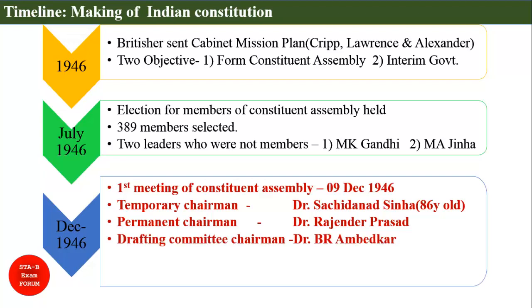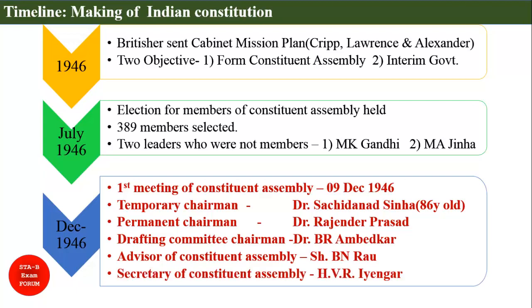After that, a drafting committee was made to form the Indian Constitution. As all of you know, Dr. B.R. Ambedkar was the drafting committee chairman. His main aim was to make the Indian Constitution. One advisor was also there, Shri B.N. Rao. This is also important: the advisor of the Constituent Assembly was Shri B.N. Rao. Next, the committee also had a secretary, and H.V.R. Iyengar was the secretary of the Constituent Assembly.